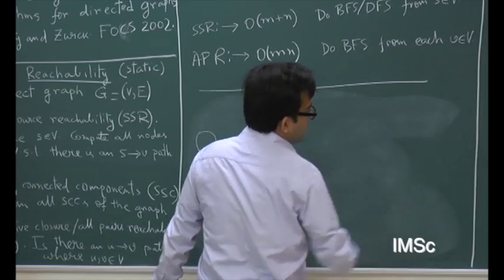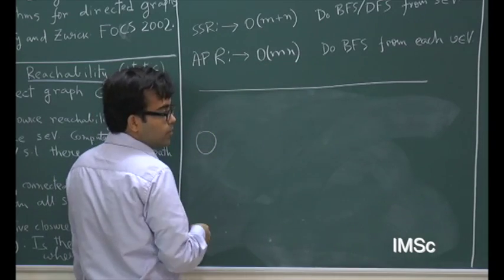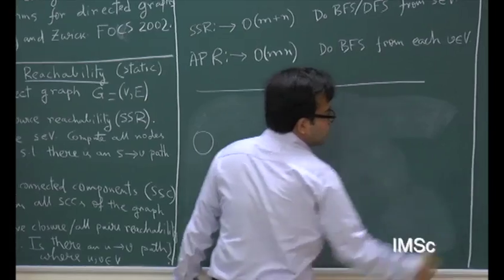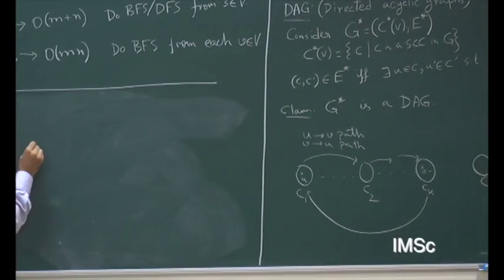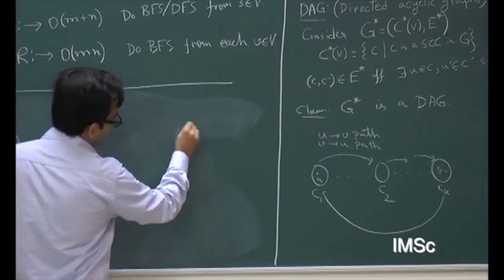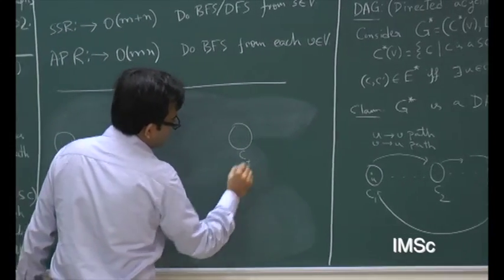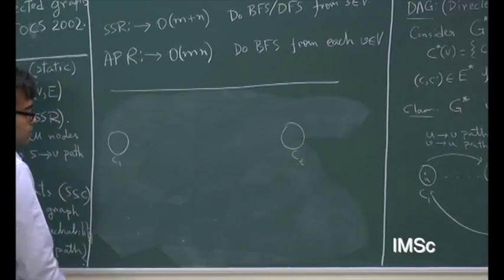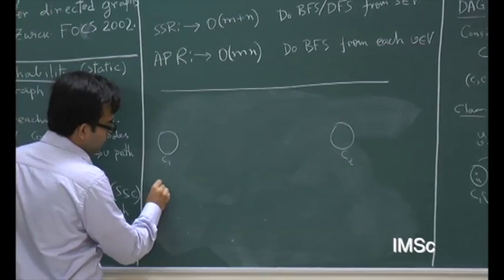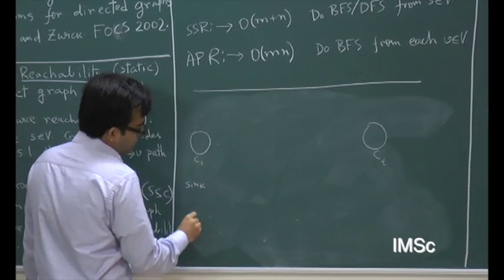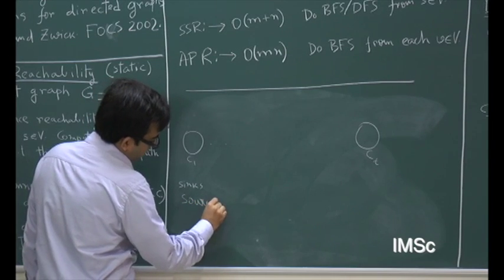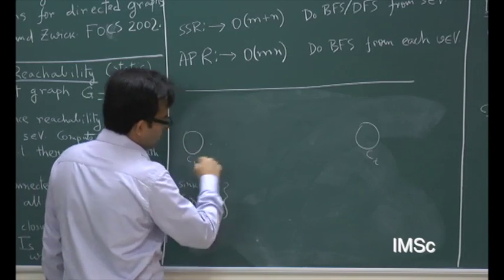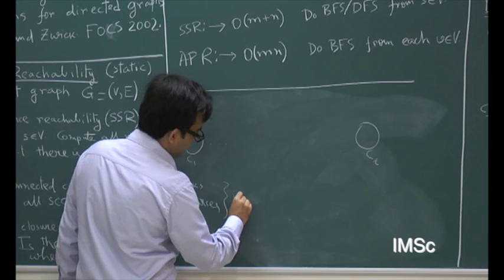Look at this graph G star and sort these components, these meta nodes, in topological order. Okay. Now, you can define the sinks and sources in this graph G star.